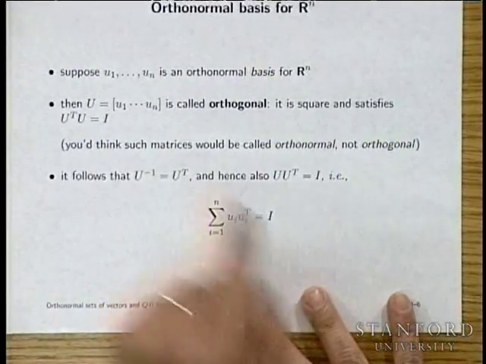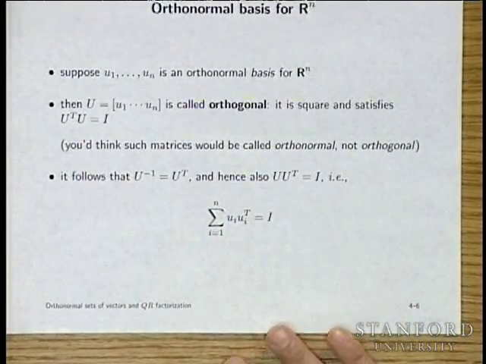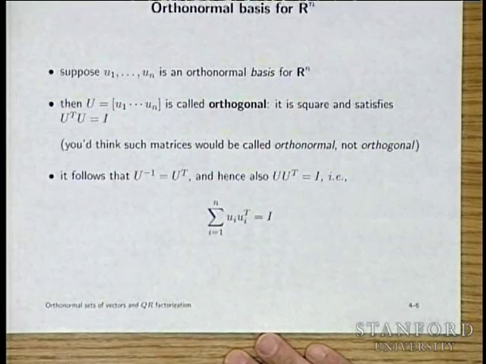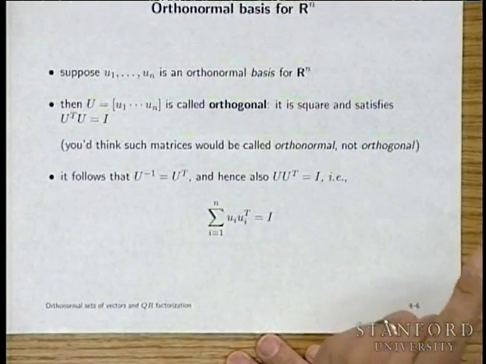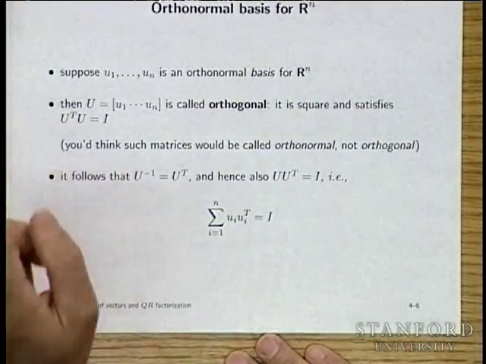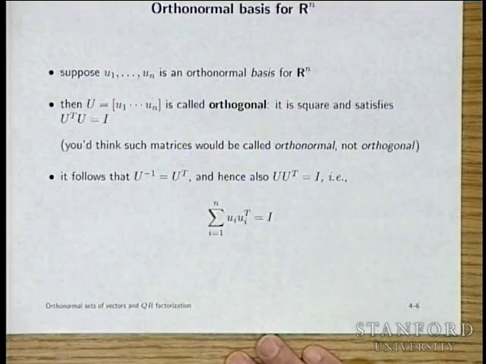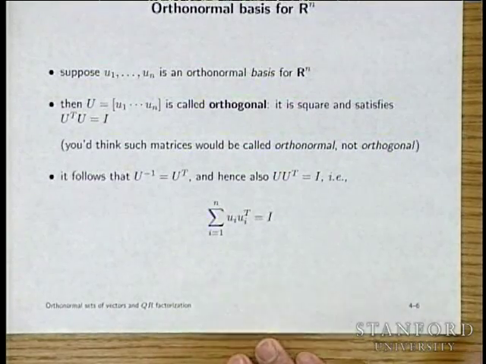Now, that also means that UU transpose is I. In general, it's absolutely false that if AB equals I, that implies BA equals I. If AB equals I, it means only that B has a left inverse, which is A, and A has a right inverse, which is B. It absolutely does not imply that BA equals I. But if they are square, it's the same.